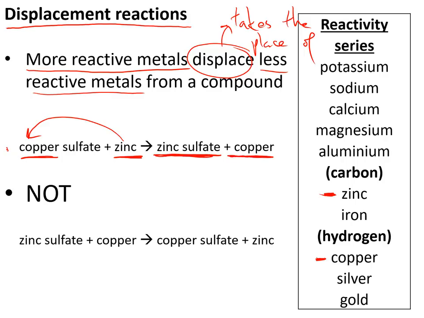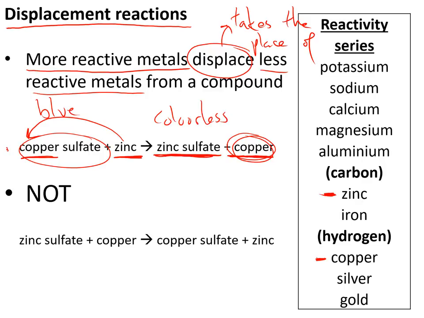As you do this reaction, you will see reddy brown copper metal being formed. You'll also see the blue colour of copper sulfate disappear because the copper sulfate is being replaced by zinc sulfate, which is colourless. So that is blue and that is colourless. So you get a colour change too.